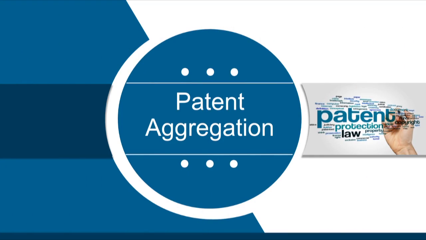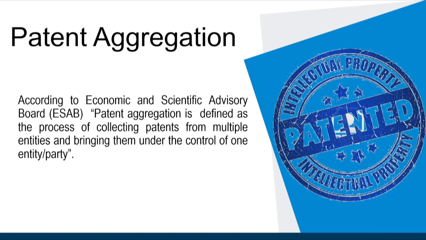Now, dear learners, let us understand what we understand by patent aggregation. According to Economic and Scientific Advisory Board, ESAB, patent aggregation is defined as the process of collecting patents from multiple entities and bringing them under the control of one entity or party. Aggregation basically means addition, collection of all these at a single place. This is what we mean by patent aggregation in simple words.